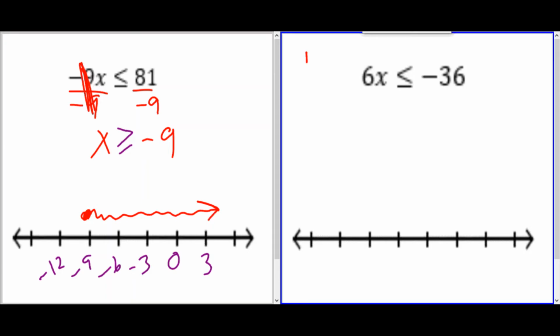Okay, so I want you to try the next one on your own. So 6x is less than or equal to negative 36. Pause the video and give that one a try.